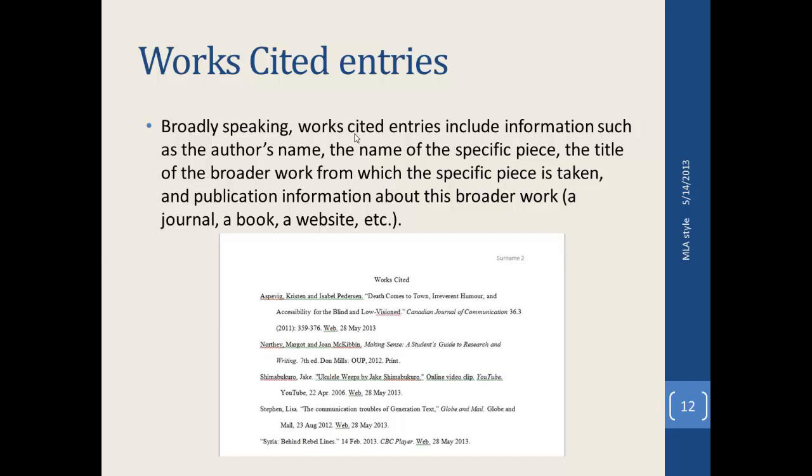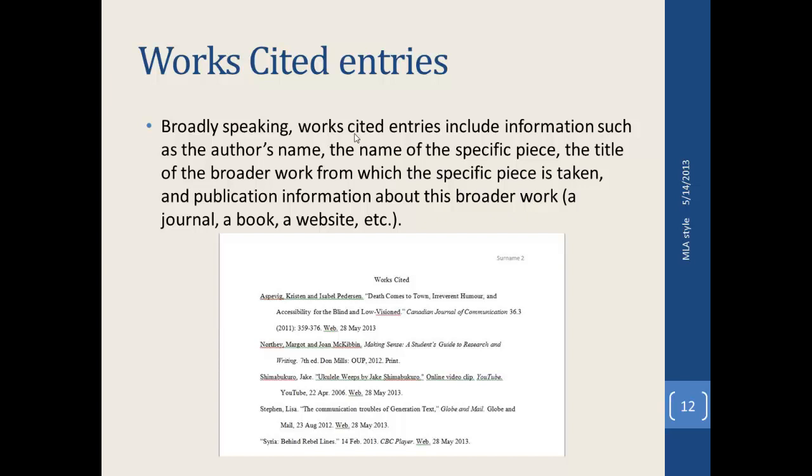So again, broadly speaking, a works cited entry is going to include information such as the author's name or the multiple authors' names, the name of the specific piece, the article, perhaps the title of the broader work from which the specific piece is taken, and additional publication information. Was it a journal, was it taken from the web, when might you have read it, perhaps when it was published, information like that.